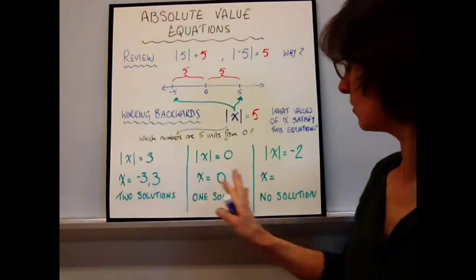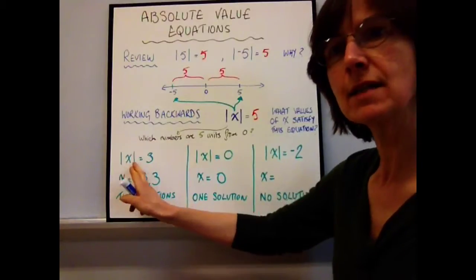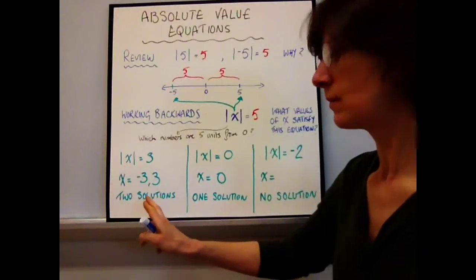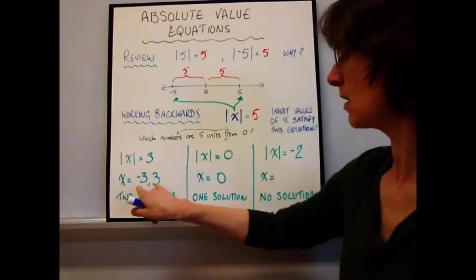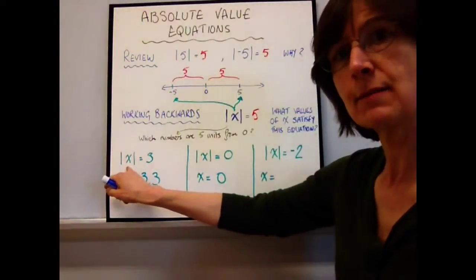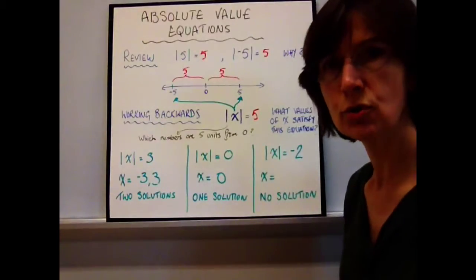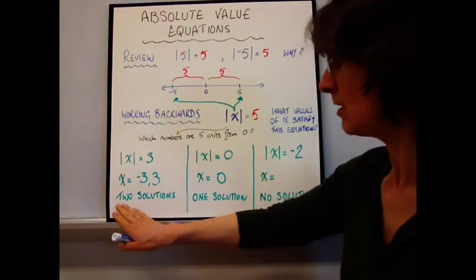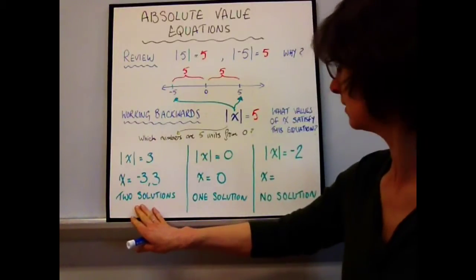So just on the simplest level, if we have the absolute value of x is 3, the numbers that x can be are negative 3 and 3. Because if I plug both of those into that absolute value statement, I will have an answer of 3. So there are two solutions. And the majority of work we're going to be doing is going to have two solutions.